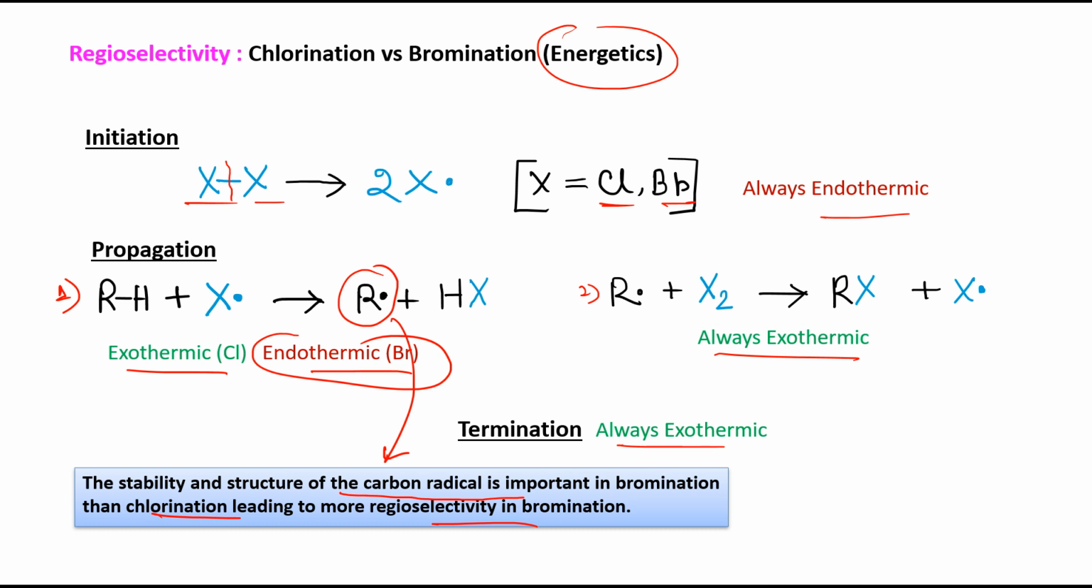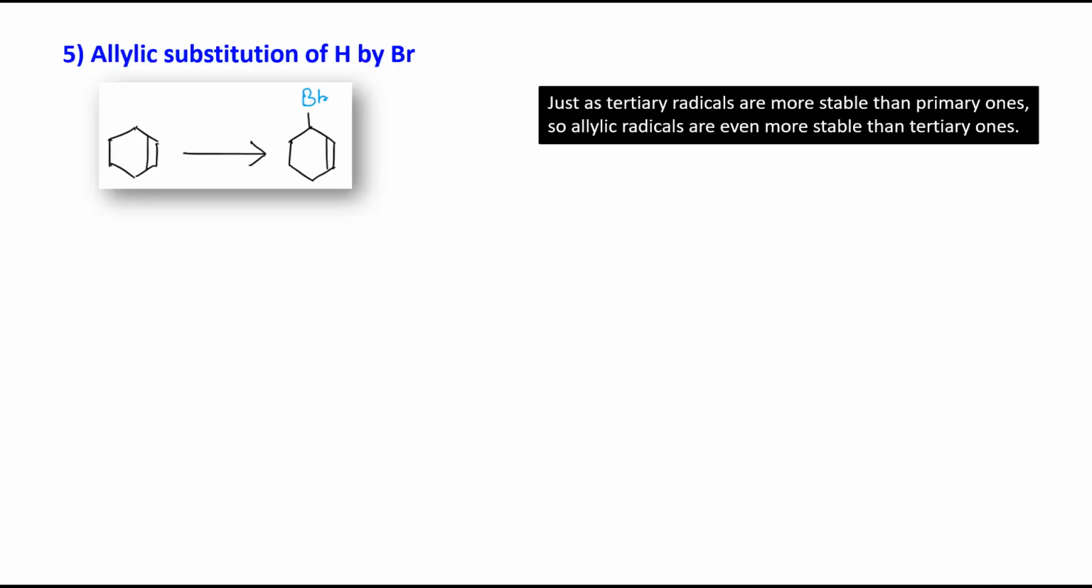Now as it is more regioselective, we can utilize this factor in another reaction, which is allylic substitution of hydrogen by bromine. So this hydrogen, its position is allylic. You can also take any other compound like this. We just have to have some allylic hydrogen. And when that is substituted by bromine, we are calling it allylic substitution.